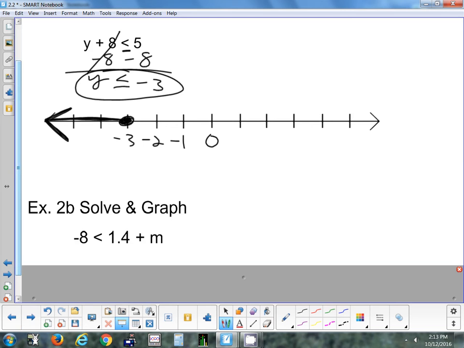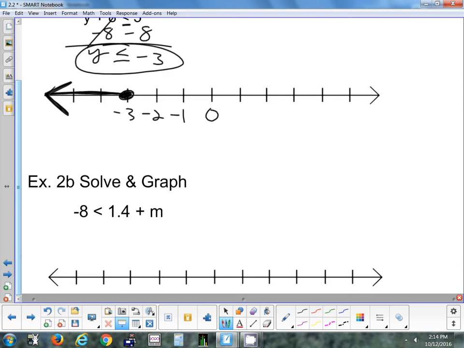Okay, so I'm going to give you guys 45 seconds. Look at that. Feeling generous today. All right, so take 45 seconds and see if you can solve it and graph it.